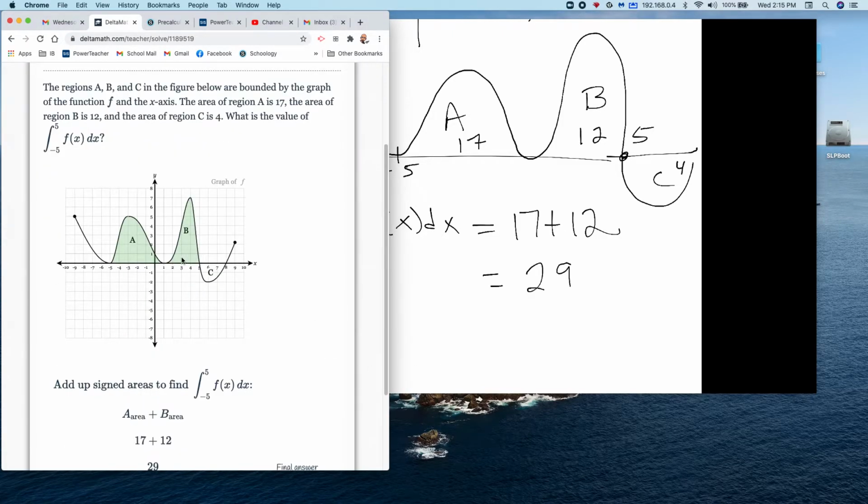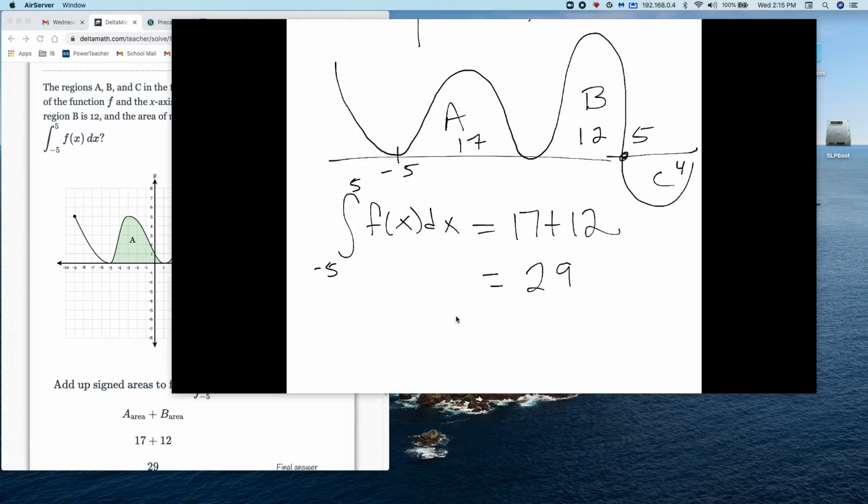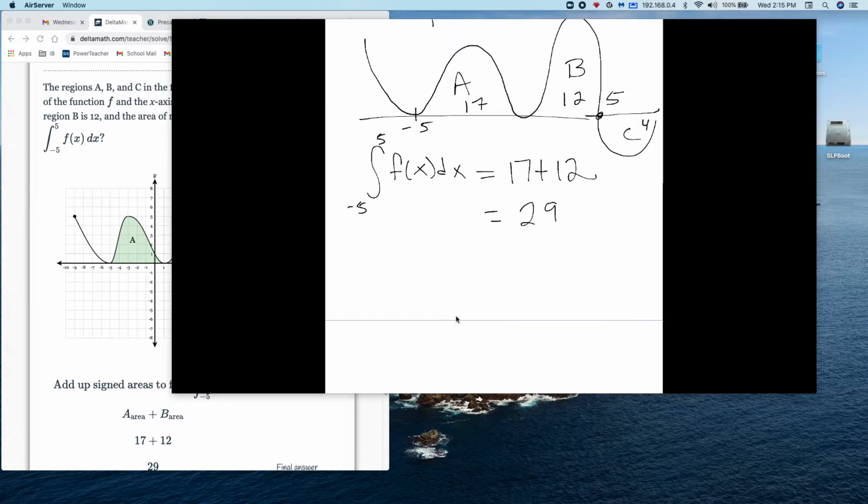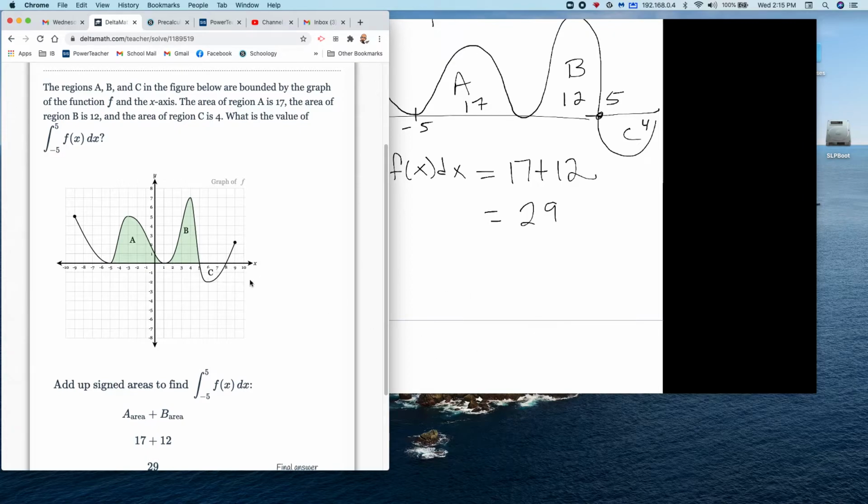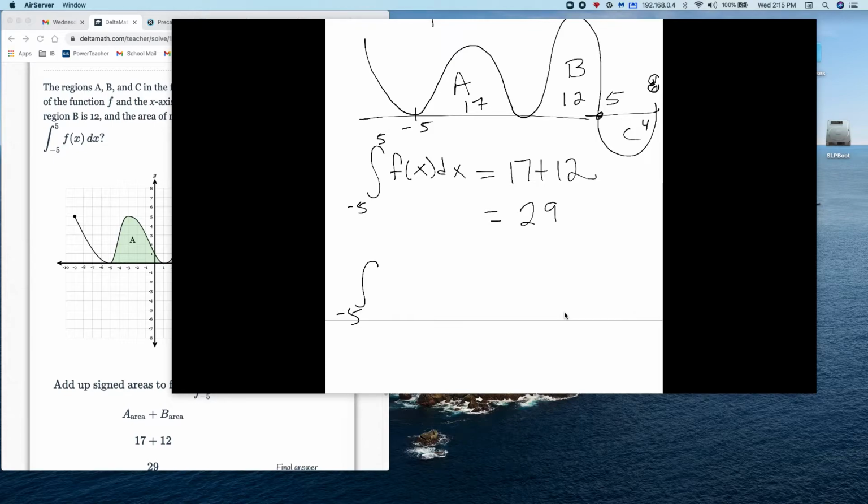So that's great, and they shade in those areas. Let's just pretend that they asked us for the integral from -5 all the way up to 8. So all the way up to here. So notice this value up here was 8. If we asked for -5 to 8 of f dx, then we'd have 17 plus 12 minus 4, because it's below the x-axis, that's negative, so that means we're going to have a decrease in space.